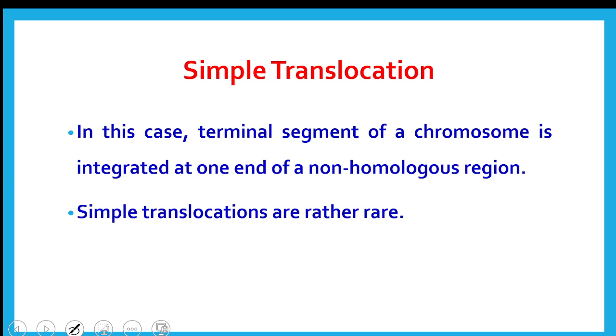What is simple translocation? In this case, the terminal segment of a chromosome is integrated at one end of a non-homologous region. So this is one chromosome from the first one, and this is another chromosome from the second one. Here this segment is lost and is added to a non-homologous one. Such a one is called simple translocation, where there is loss in one, addition to the other. But in total, there is no loss in the number of genes. Thus, there is a gene rearrangement.